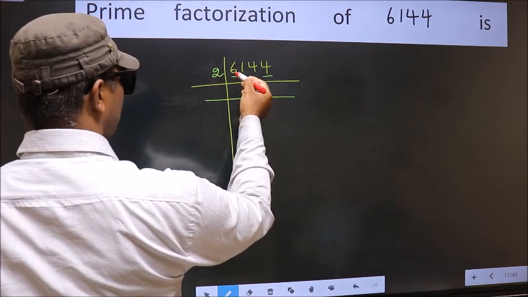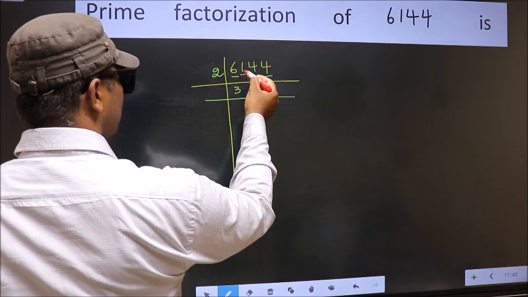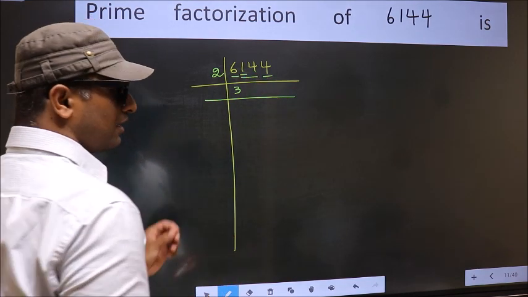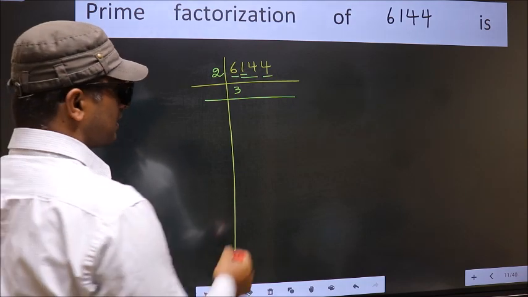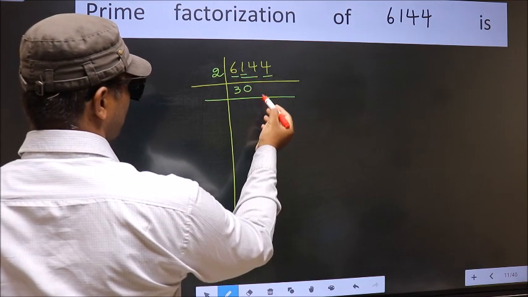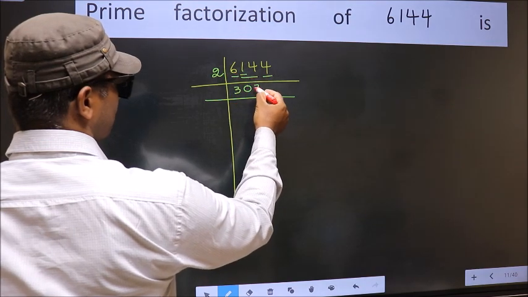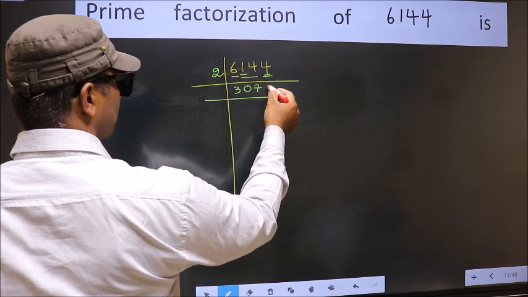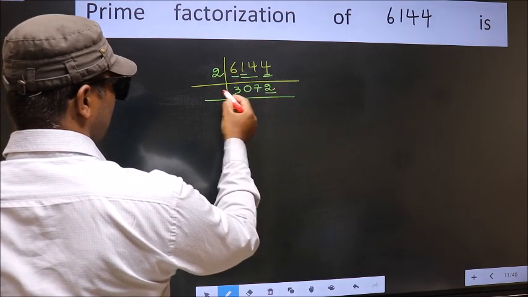First number 6, when do we get 6 in the 2 table? 2, 3, 6. The other number 1 is smaller than 2, so take 2 numbers, 14. Always remember, whenever you take 2 numbers, compulsory put 0. Now 14, when do we get 14 in the 2 table? 2 sevens 14. The other number 4, when do we get 4 in the 2 table? 2 twos 4. Now the last digit 2 is even, so take 2.